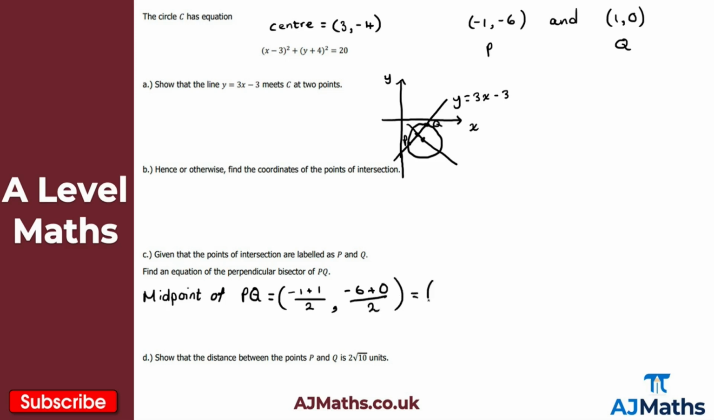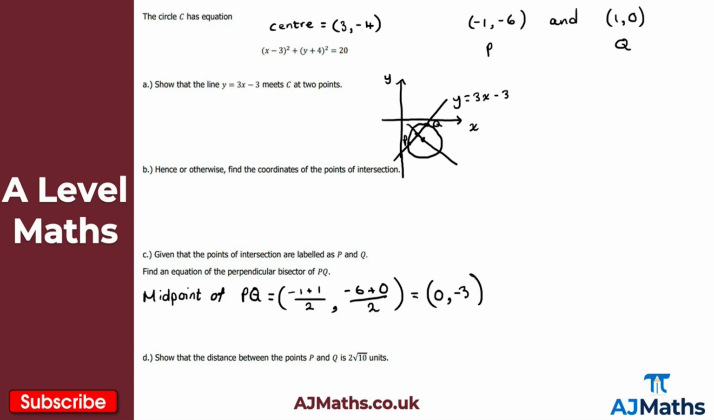So in this case, minus 1 plus 1 gives me 0 over 2, so that would be 0. I'm going to get 0 there for the x coordinate. And for the y coordinate, it's going to be minus 6 plus 0, so that's minus 6 divided by 2. I'm going to get minus 3. You can see that my diagram isn't perfect because clearly this x coordinate isn't 0, but we'll just use it, like I said, for the purpose of illustrating the problem. So that's the midpoint of PQ: 0, minus 3.